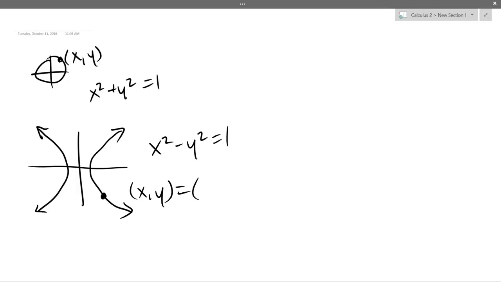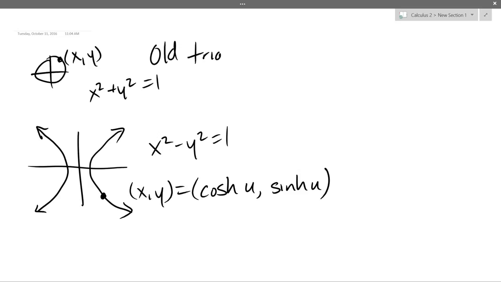So it goes hyperbolic is cos h, so the function is cosine with an h at the end, and the input is going to be u, and then the sine function is sine with an h on the end, u. So our trig functions have an h at the end. So these are all hyperbolic trig functions. So this is old trig, and new trig is hyperbolic.